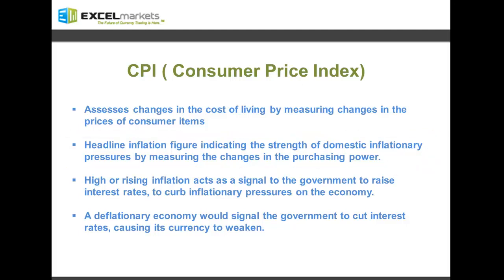High or rising inflation acts as a signal to the government to raise the interest rates, to encourage saving because of the high interest rates offered, and in turn help curb the inflationary pressures on the economy. A deflationary economy, on the other hand, would be a signal for the government to cut interest rates or ease its monetary policy by pumping out money into the economy to encourage growth. This increased money supply in the economy can cause the currency to weaken.